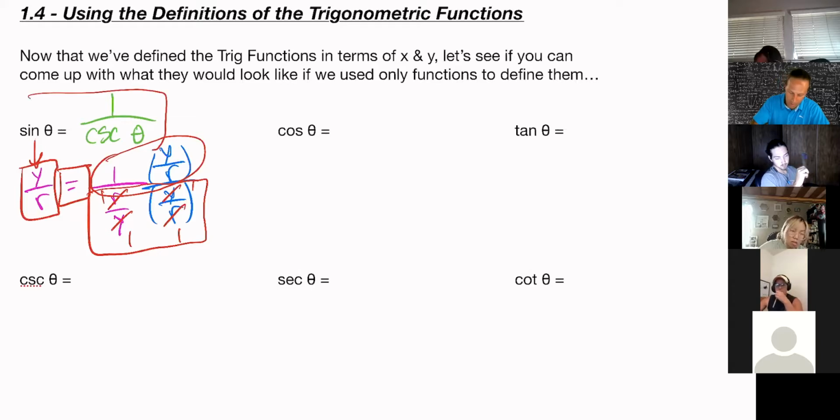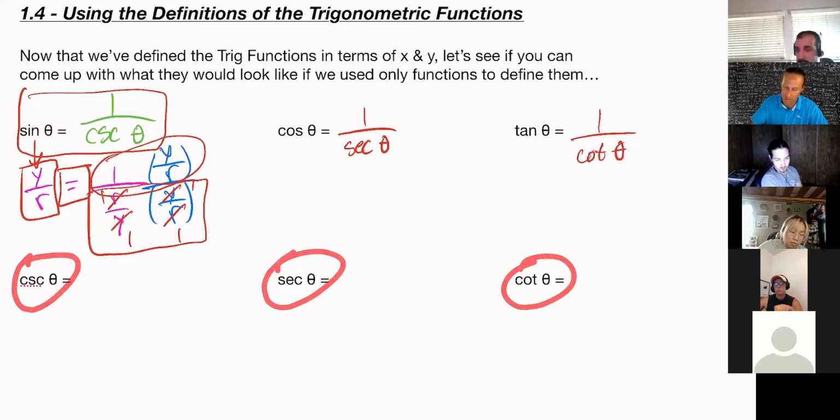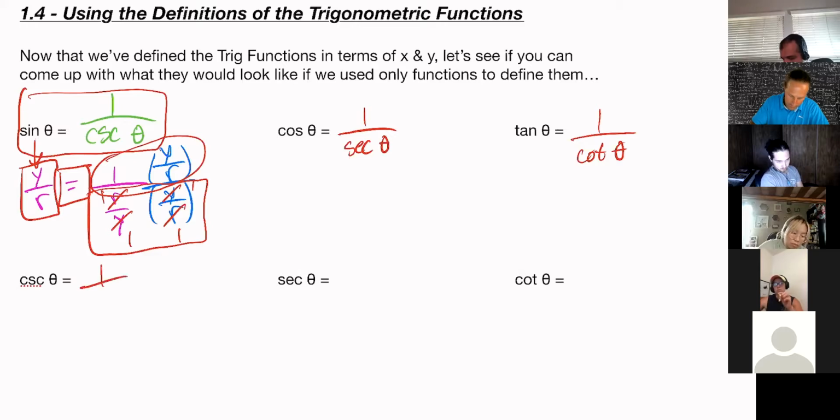So does everybody agree with me that this is a true statement? Good, because I don't want to do all the other ones and prove it to you as well. I just want you to fill it in. What is cosine going to be equivalent to? 1 over secant. Very good. The easiest one, tangent. What is it equal to? 1 over cotangent. And if we know those, then what should the others be? That's right.